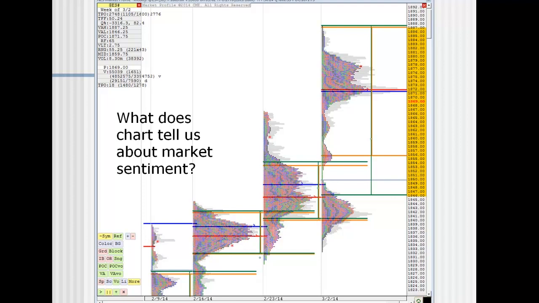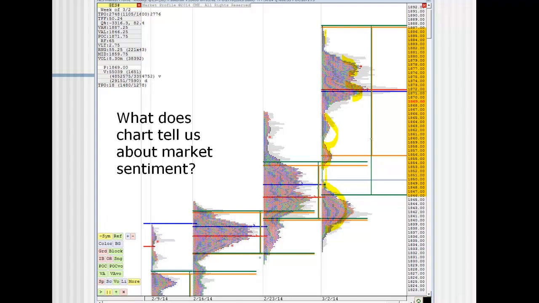What does the chart tell us about market sentiment? If we look at the prior week, what does the chart here for the prior week tell us about market sentiment? Was the market bullish? Was the market bearish? Well, let's take a quick look at it together and analyze and see what happened. We have a cluster of activity here, and what happened after it? A quick jump, another cluster, and another cluster. And here we actually have two small clusters close to one another and a very tiny area of development here.